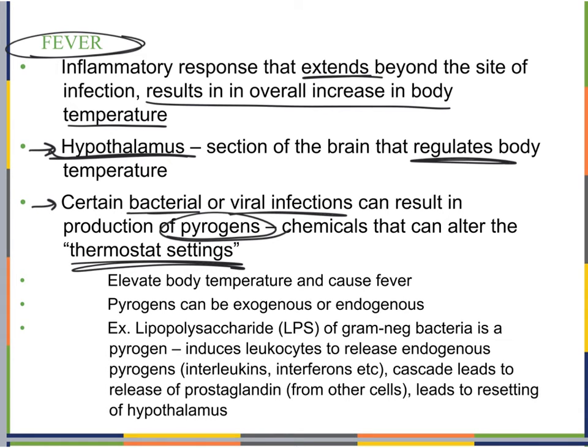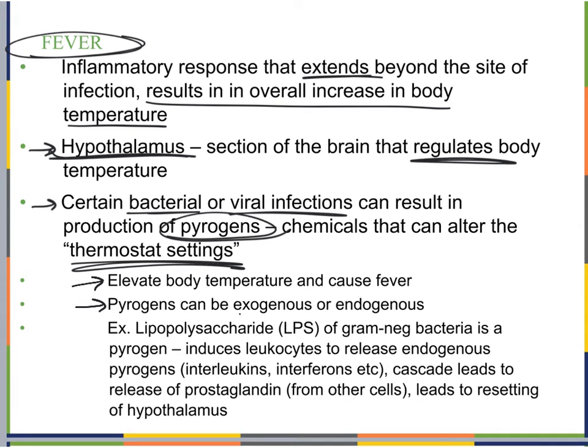But then when we have a particular bacterial infection or a viral infection, our cells will start to release pyrogens. And these pyrogens are basically being sent out, going to the hypothalamus and saying, we need to adjust the temperature here because we've got a bacterial infection or a viral infection and we need to get rid of it. So it's going to alter those thermostat settings and ultimately increase the temperature of the body. So it's going to elevate the body temperature, and that causes fever.